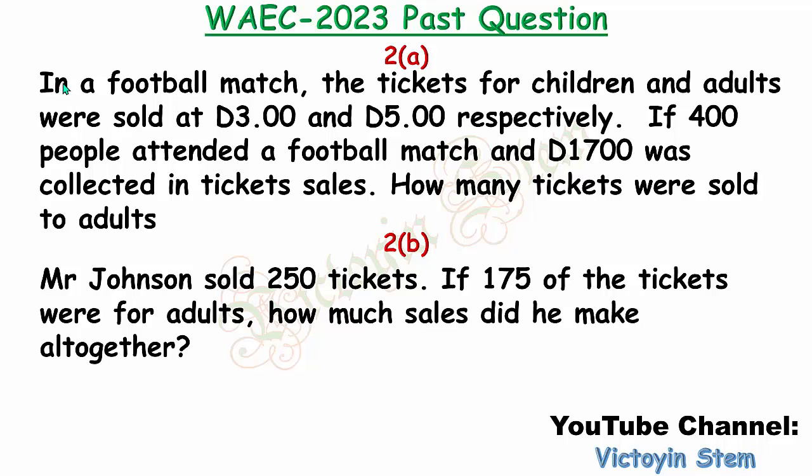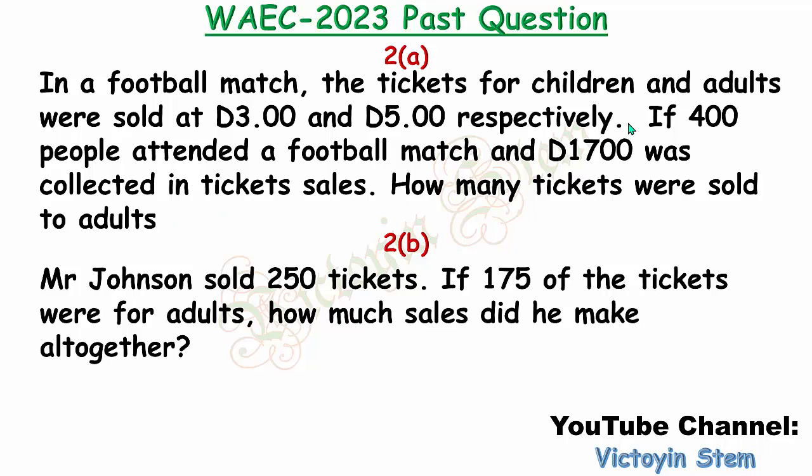The A part of the question: in a football match, the tickets for children and adults were sold at 3D and 5D. That's the cost of the ticket for children is 3D each, and for adults it's 5D each, respectively. If 400 people attended a football match and 1,700D was collected in ticket sales, how many tickets were sold to adults?